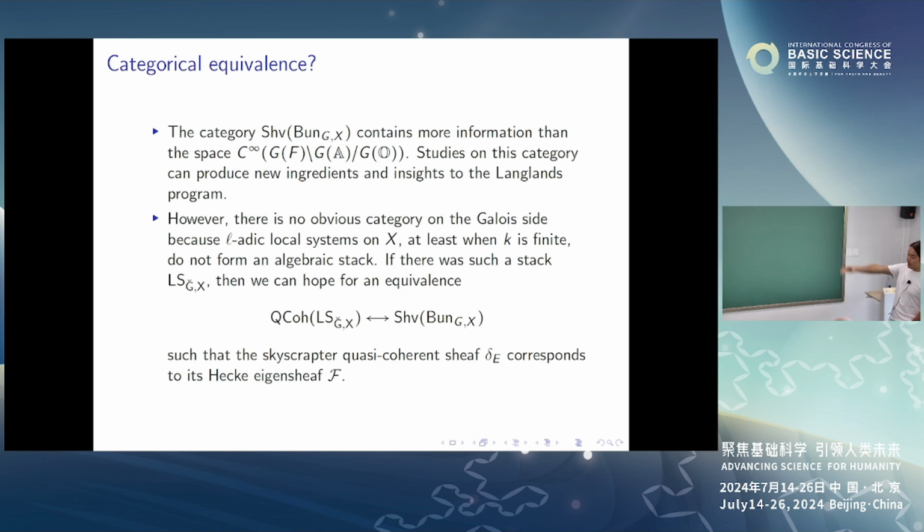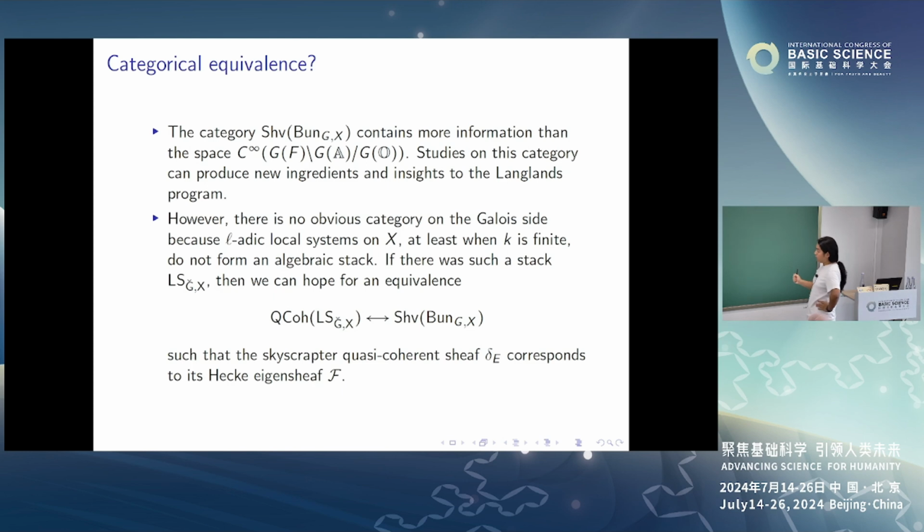People want to study the entire category of sheaves on Bun_G, in our case, complexes of l-adic sheaves on Bun_G. As I mentioned before, this category contains more information than the space of unramified automorphic functions. And in fact, studies on this category have produced many new ingredients and insights into the Langlands theory. However, you cannot naively expect some Galois counterpart of this category on the Galois side because of the following fact.